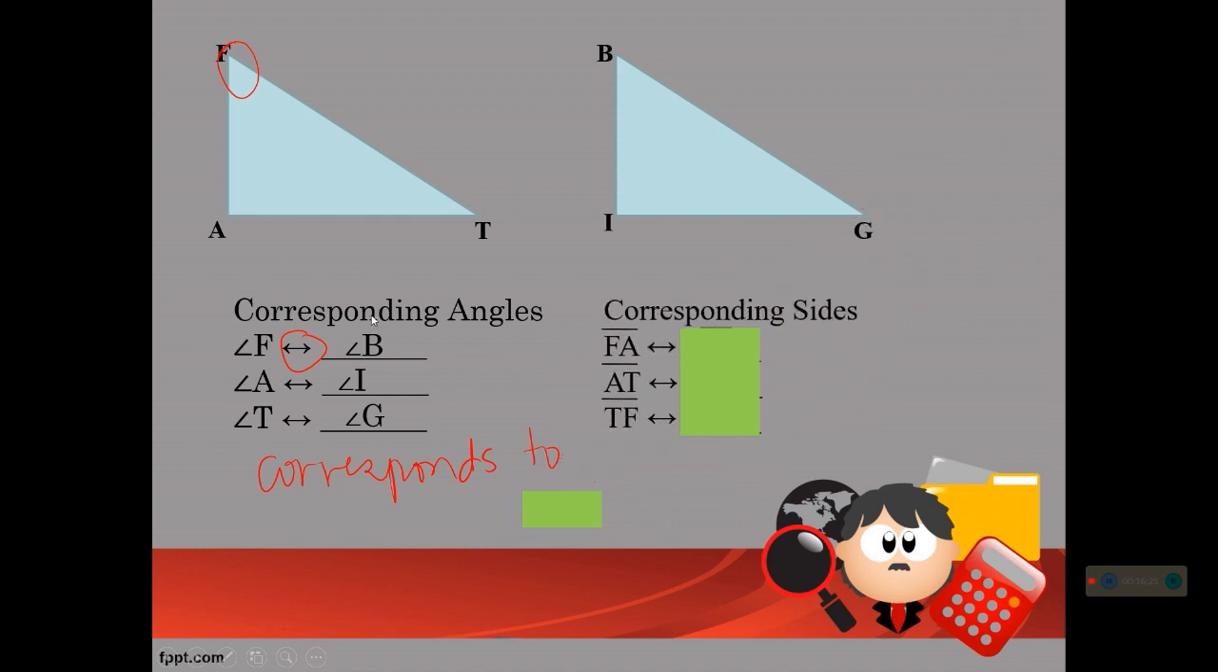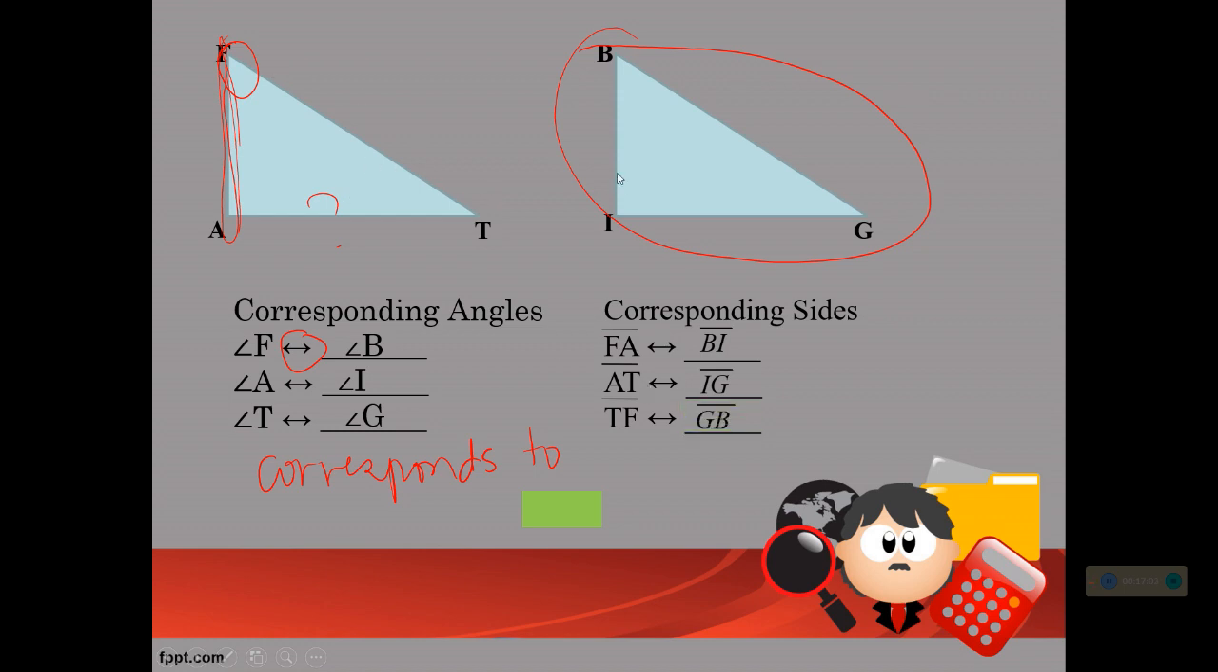Let's now proceed with the corresponding sides. We have here segment FA. Which part of this triangle BIG corresponds with segment FA? That's correct, we have segment BI. How about segment AT? Which corresponds with this side? Yes, that is segment IG. And the third is segment TF, the last side, we have segment GB, which is correct.